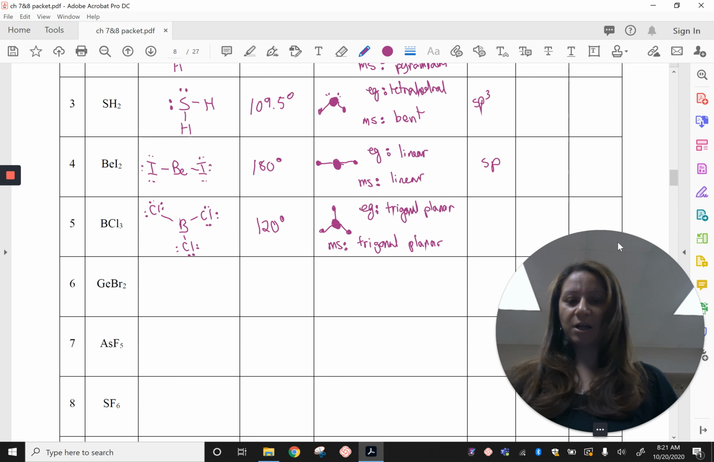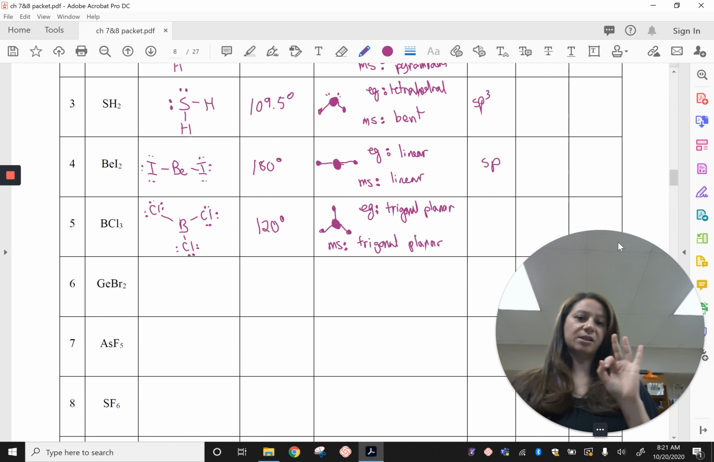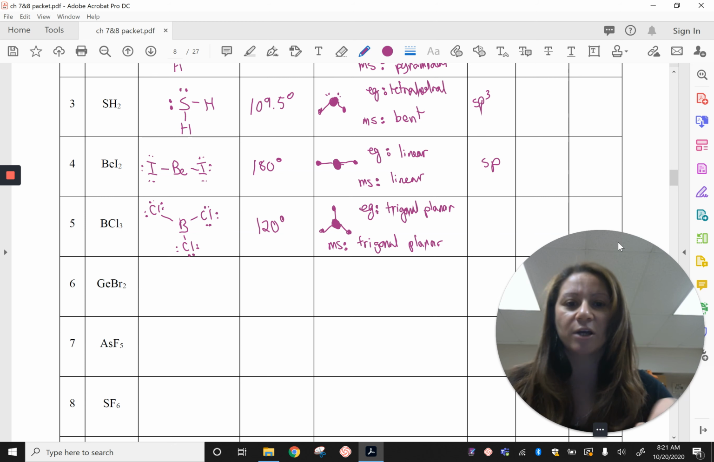Okay, the hybrid: 3 areas of electrons, so that means 3 orbitals mixed together, S and 2 P's, so sp2.